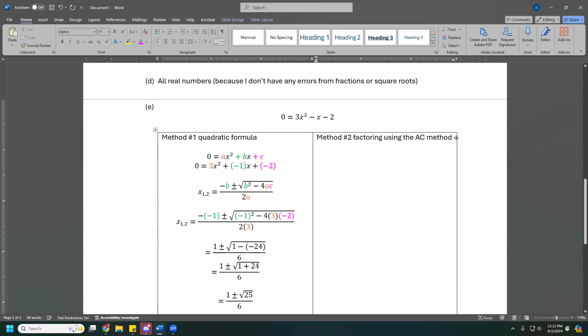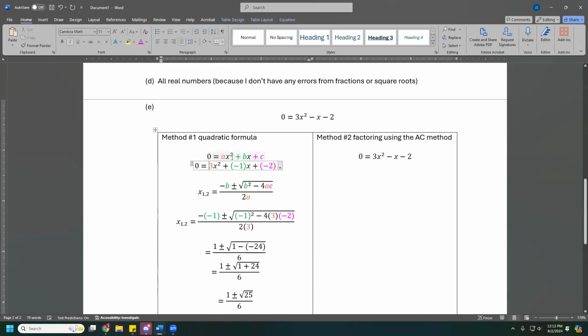Okay, factoring using the AC method. So unfortunately, this suffers from a similar issue where we haven't even learned factoring yet, and this is this very specific type of factoring. However, I did not make the curriculum, so it just kind of has to be what it is. The first thing I'm going to do, the reason why they call this the AC method, is I'm going to take my A value.